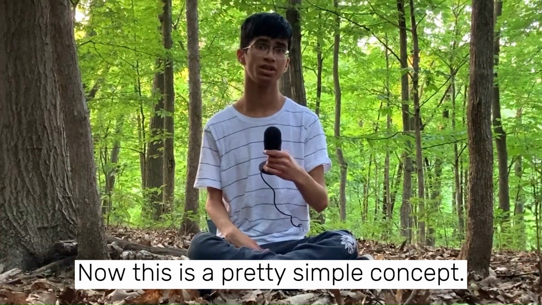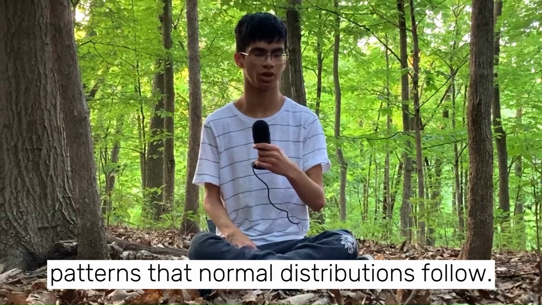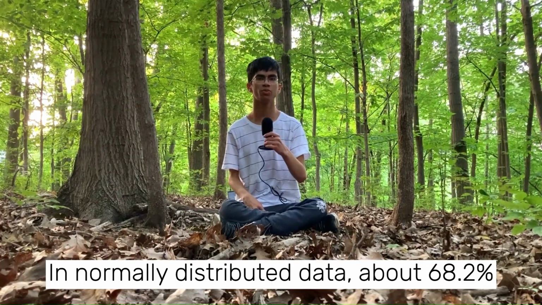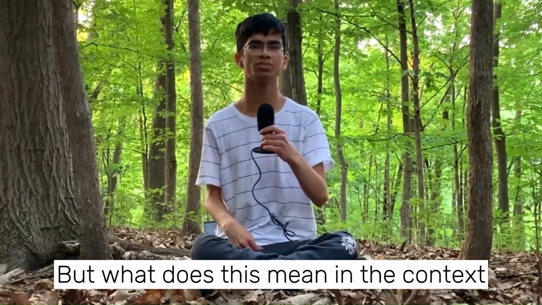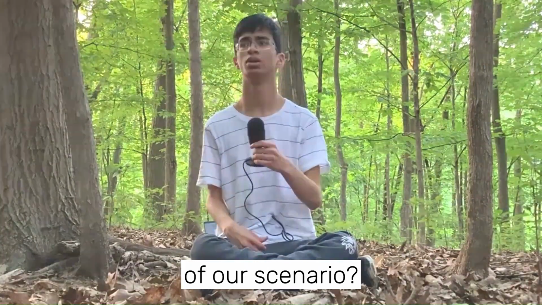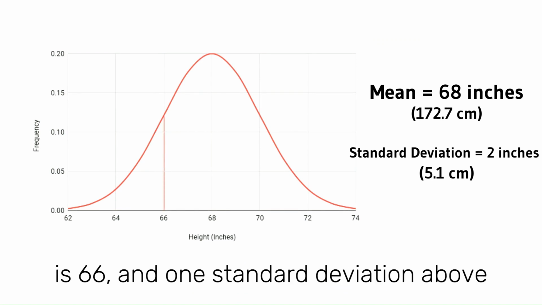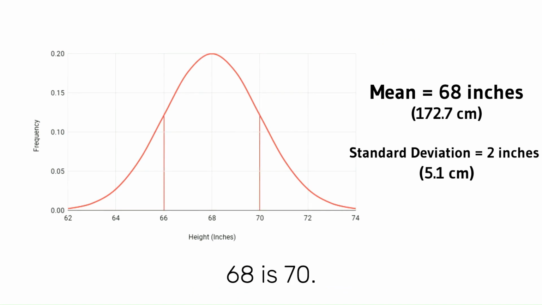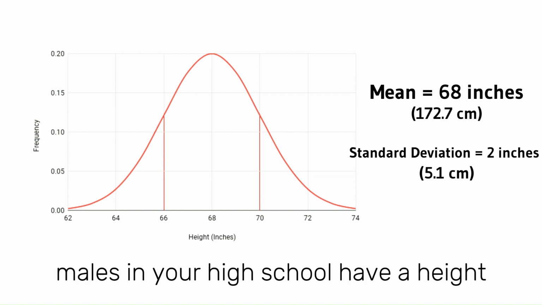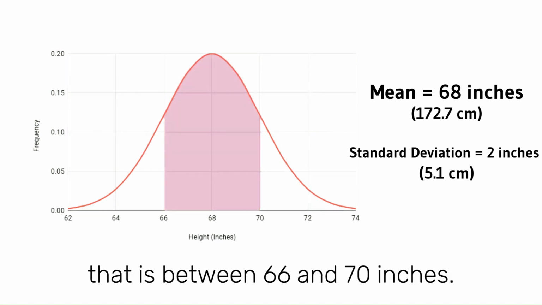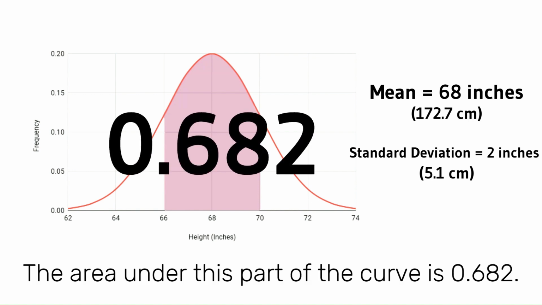Now this is a pretty simple concept, but there are a couple of more complicated patterns that normal distributions follow. In normally distributed data, 68.2% of all data points fall within one standard deviation of the mean. Well, what does this mean in the context of our scenario? One standard deviation below 68 is 66, and one standard deviation above 68 is 70. So, you can say that 68.2% of all males in your high school have a height that is between 66 and 70 inches. The area under this part of the curve is 0.682.